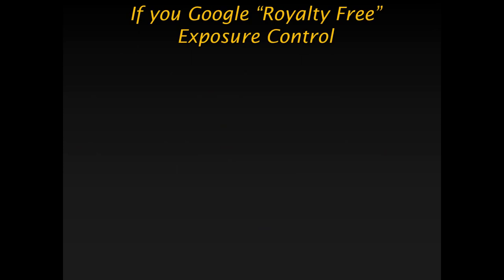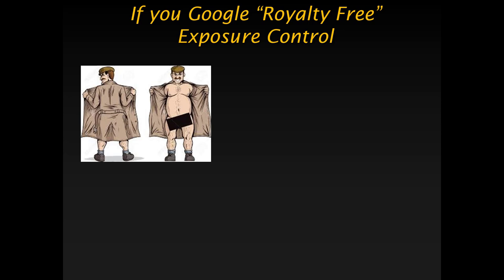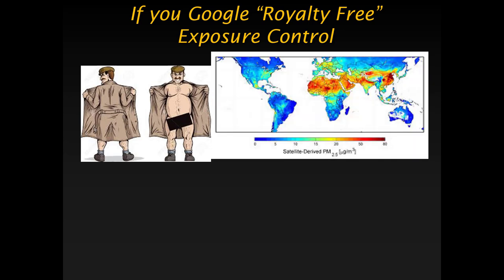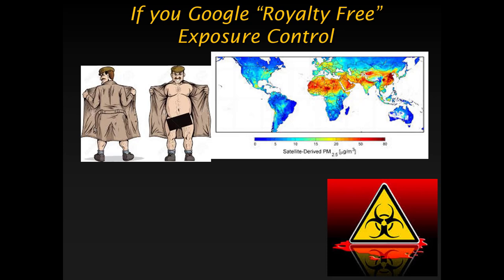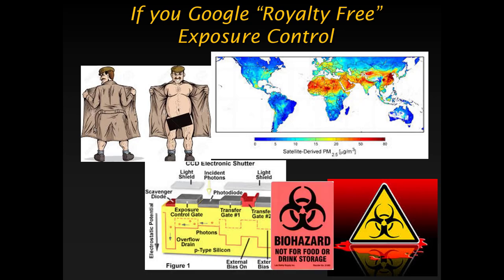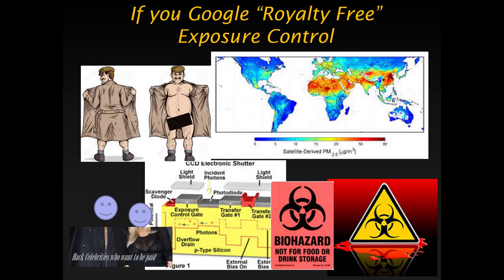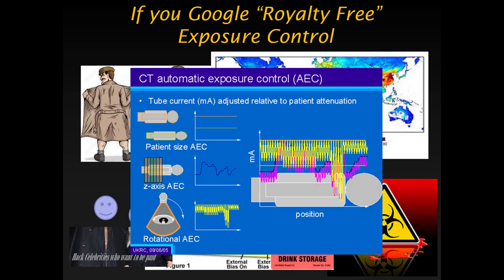Now, this lecture starts as all investigations start with a Google search. And if you start your Google search with a royalty-free exposure control search, you'll find pictures of streakers and flashers. You'll find disease maps across the world. You'll see biohazard signs, CCD shutters, more biohazard signs, celebrities that want to be paid for me to show their faces, and eventually you'll get to an AEC topic. And that's what we're going to cover today.